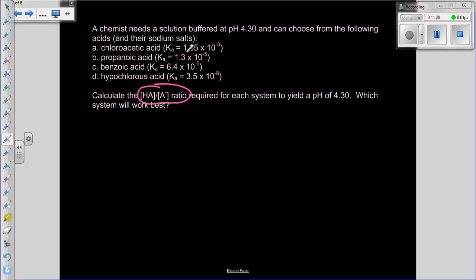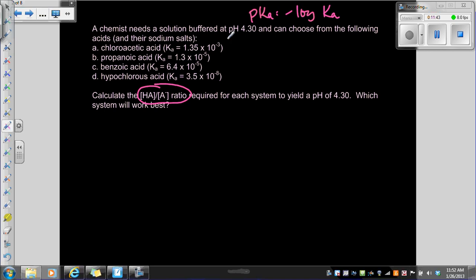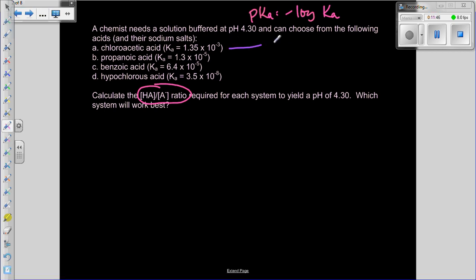First thing you want to do is calculate the pKa's of all of these. And to do that, pKa is equal to the negative log of Ka. So I want to do the negative log of all of these Ka's. And I'm going to do each in a different color so we can see them. So pKa for chloroacetic acid is the negative log of this 1.35 times 10 to the negative 6th. Nope, sorry, 10 to the negative 3rd. 2.87.